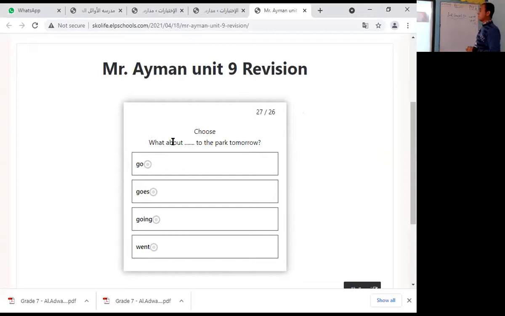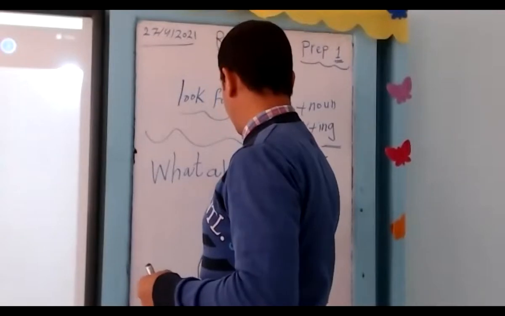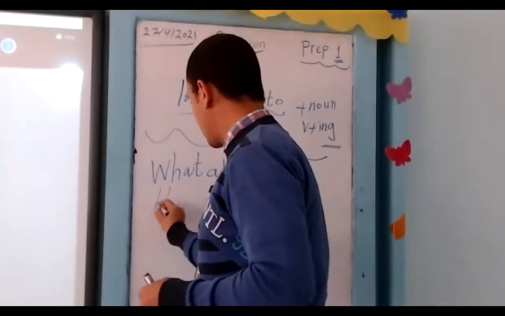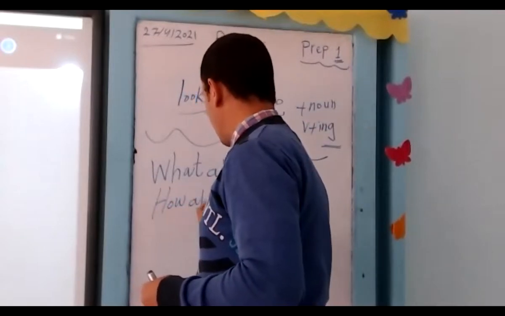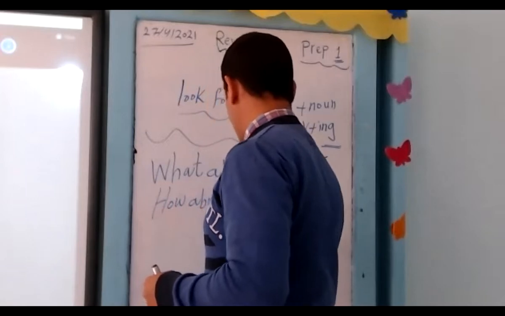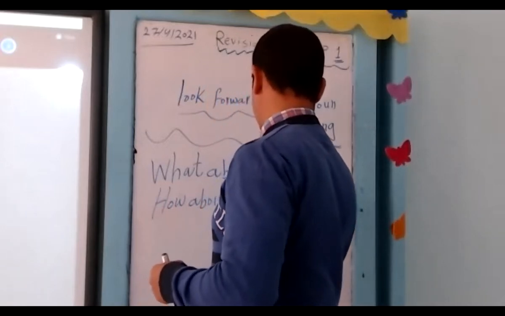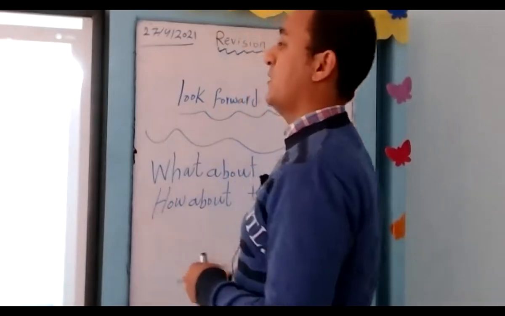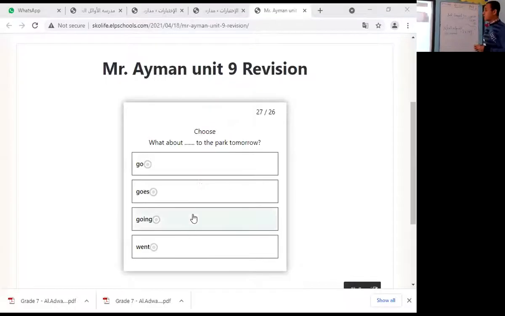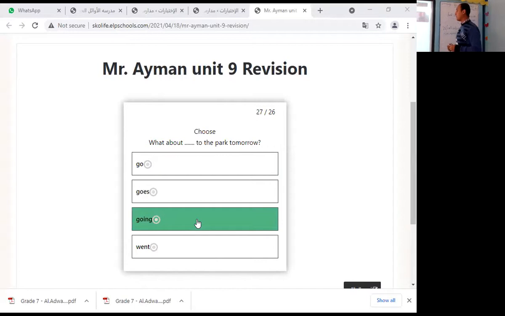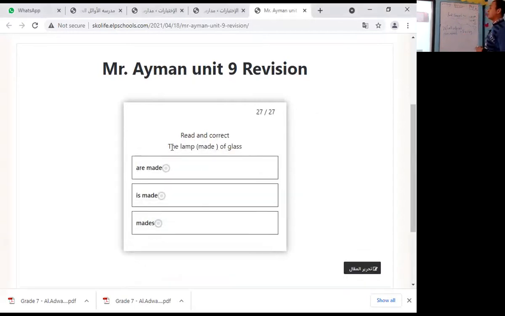Number 26, what about space to the park tomorrow? After using what about or how about, we use gerund. What is gerund? Gerund, it's a verb plus ing, okay? Look at the sentence. What about? Go, goes, going, went. What about going? Verb plus ing, okay?